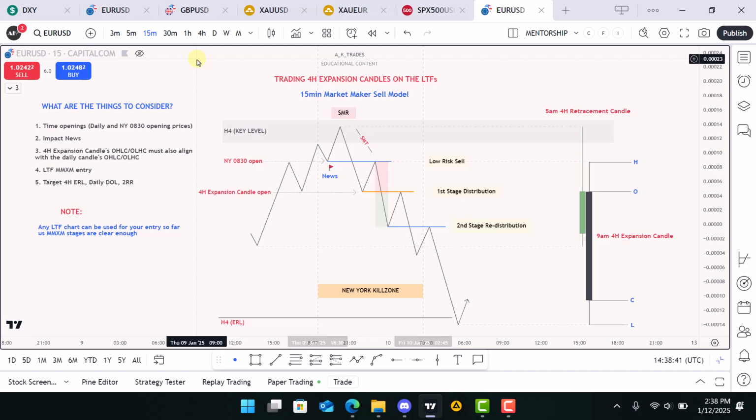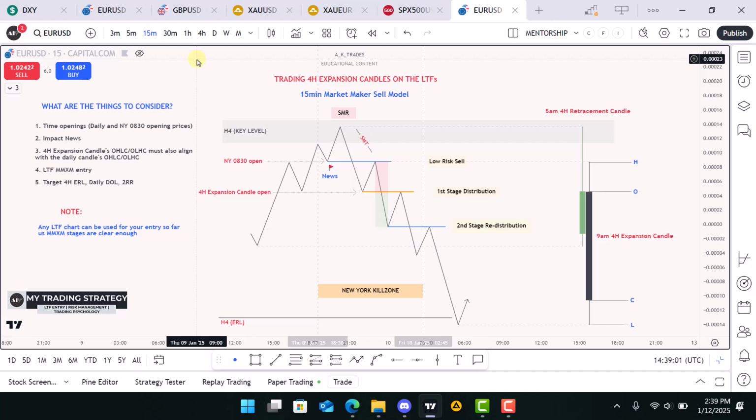As part of my objective to aid ICT traders in simplifying the various ICT concepts into a simple and workable strategy, today what I seek to cover in my trading strategy is how to trade the 4-hour expansion candle on the 15-minute chart and how I manage my trading psychology. So fasten up your seatbelts and let's get right at it.